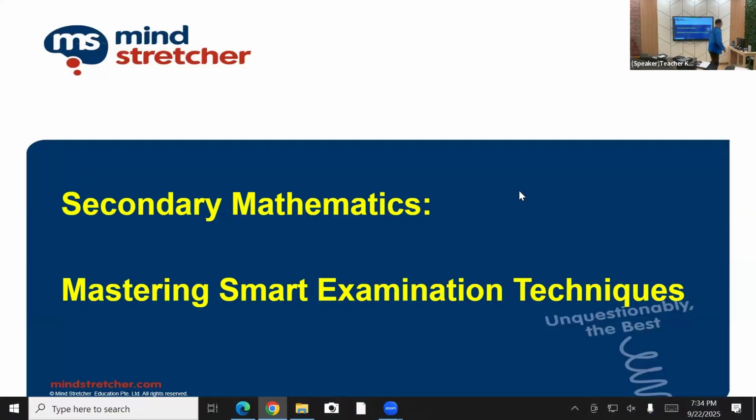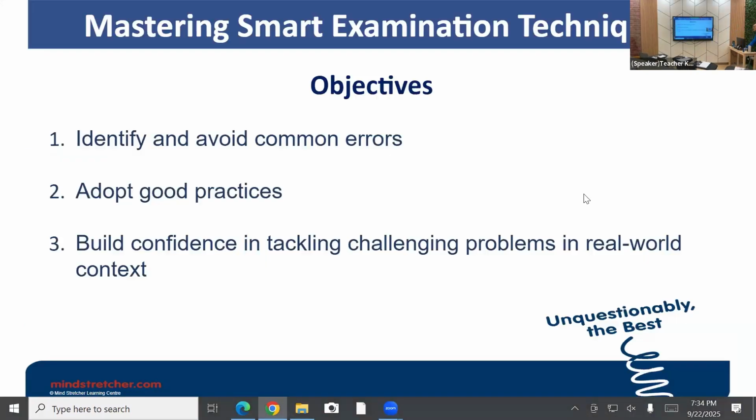So this first slide shows some of the objectives for today. It is to identify and avoid common errors that you may be committing and losing marks because of that. We will also go into some good practices that you ought to be doing so that you won't lose those marks. It is mainly about how to present your workings clearly, and also to build confidence in tackling challenging problems in real world contexts.